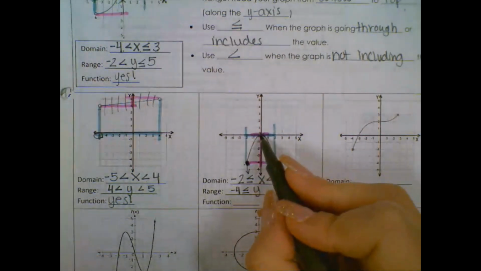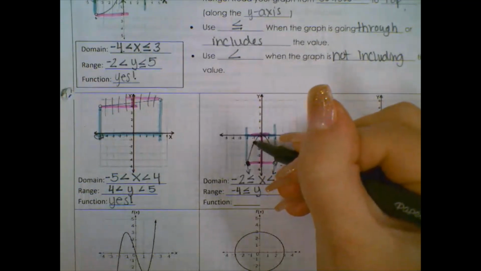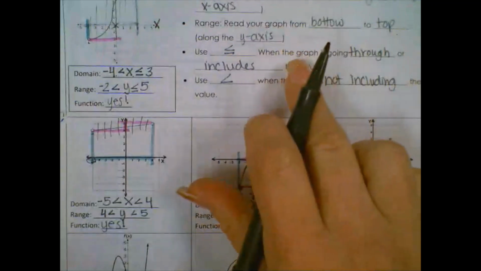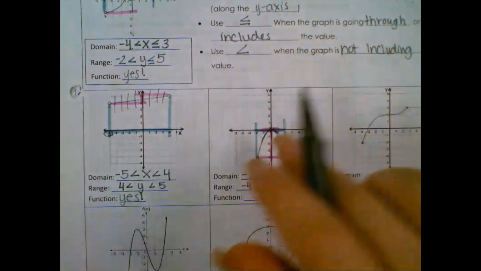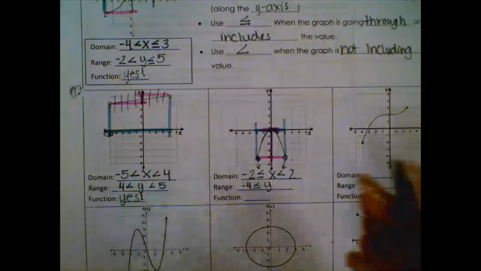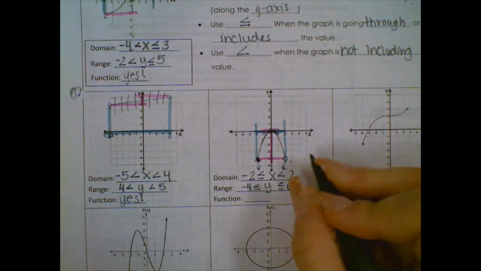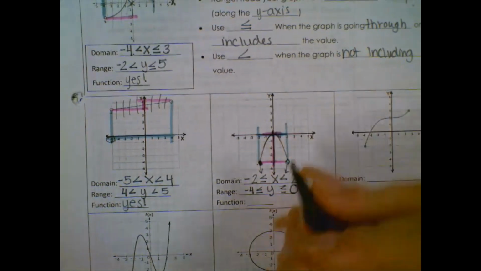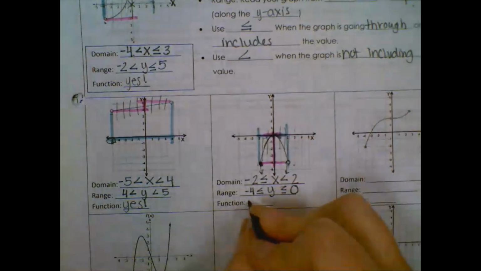Now, up here at 0, we don't have a dot. But what you can see is that our graph is running through 0, which is part of the definition, when the graph is going through the value. So because we're going through 0, we are also including 0 as part of our graph. So my y runs from -4 up to 0. Is it a function? Yes, because it passes the vertical line test.